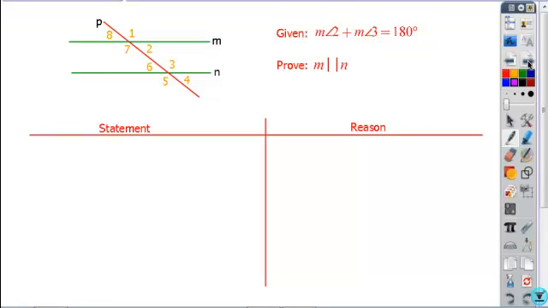In this first case, we're going to look at what happens when your same side interior angles are supplementary to each other. Our given information to start with here is simply that these two same side interior angles, 2 and 3, add up to 180 degrees. Let's see what happens. Is that alone enough to identify that the lines M and N are parallel to each other?